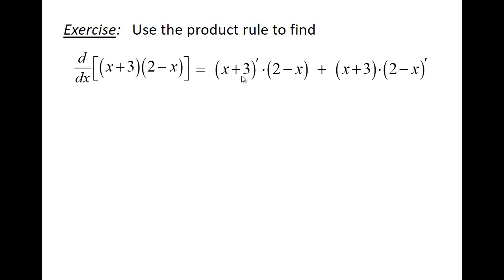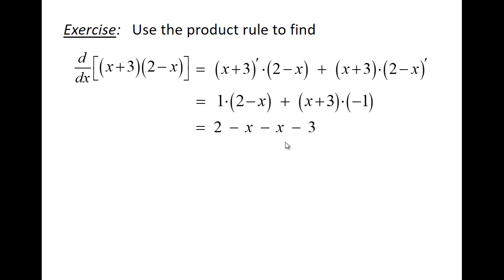Now let's plug in the derivative of the first factor. The derivative here would be the derivative of x plus the derivative of 3. The derivative of x is 1 and the derivative of 3 is 0. So here I get 1, so I get 1 times 2 minus x. Similarly, here I get x plus 3, and then here the derivative would be the derivative of 2, which is 0, minus the derivative of x, which is negative 1. So then we get this, and then we just simplify that, and we get negative 2x minus 1.